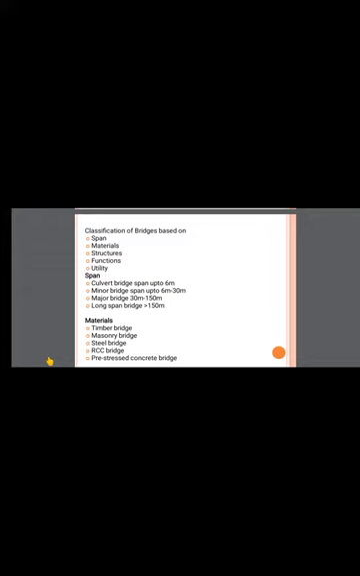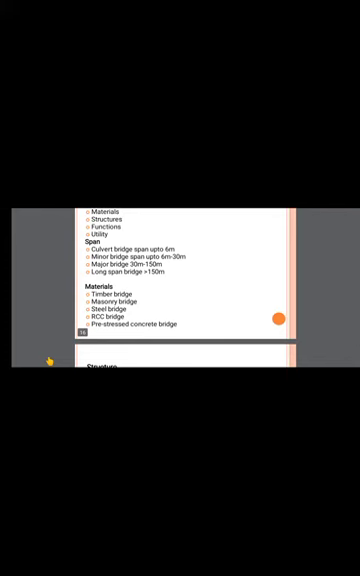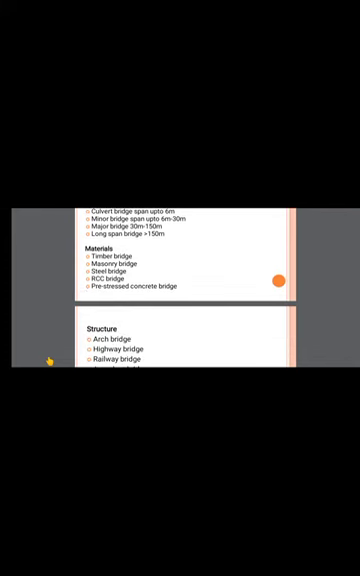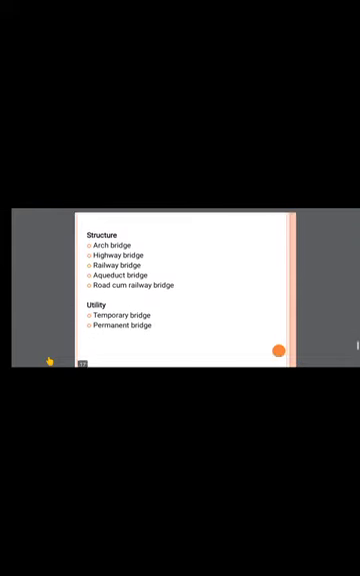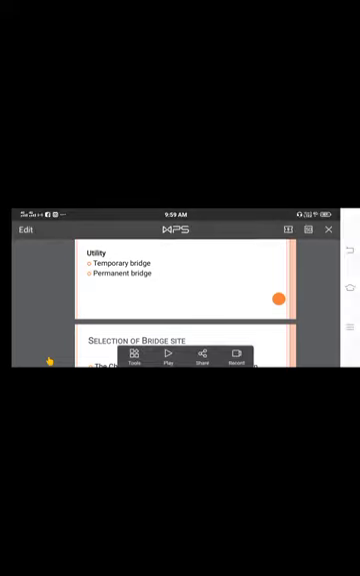We'll study this with the figures, with a video. I will show you all those different classifications of the bridges in the next slides. Based on the material: timber, masonry, steel, RCC bridge and pre-stressed concrete bridge. This also we have studied. Based on the structure: arch, highway bridge, railway bridge, aqueduct, road cum railway bridge. Based on the utility: temporary bridge and permanent bridge. Now we'll move to the figures of those.